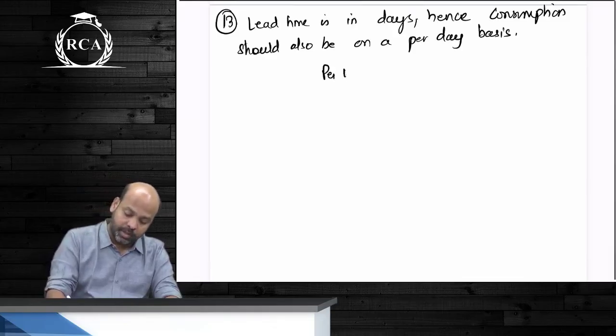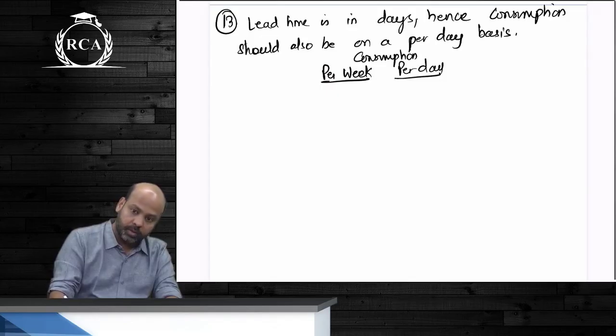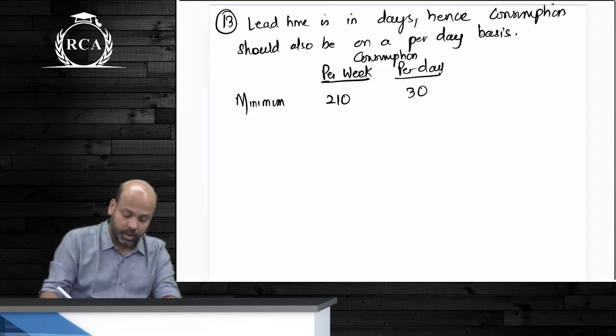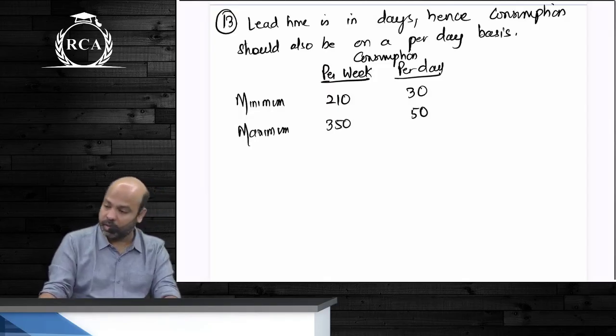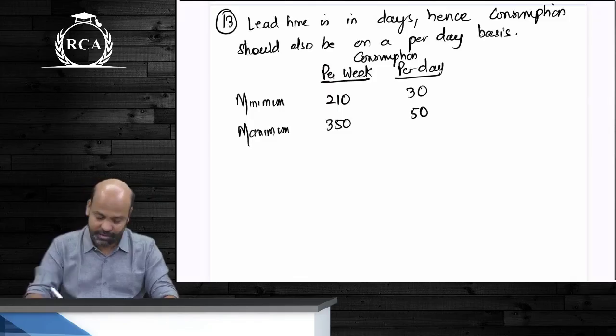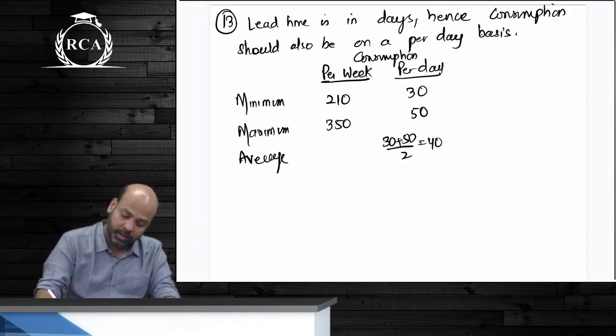I will first write per week, beta, and then I'll convert that into per day. What is the minimum consumption? First this is for consumption. How much is the minimum, beta? 210 kgs divided by 7 will become 30. Maximum consumption, guys, is 350 per week. It will become, you know how to get per day, right? Average consumption per day, beta, would be (30 + 50) by 2, and that will be 40.